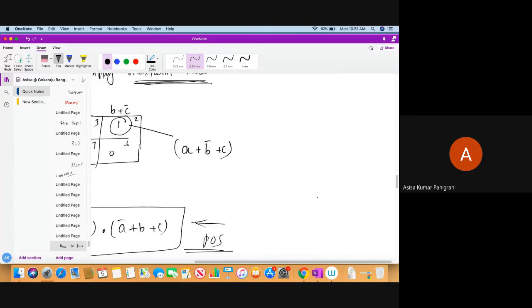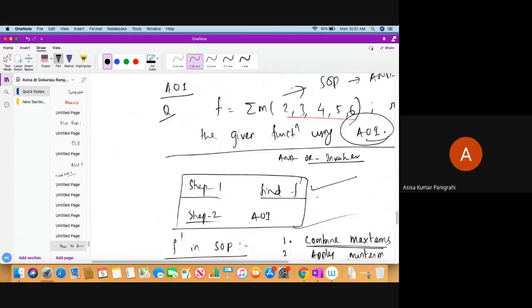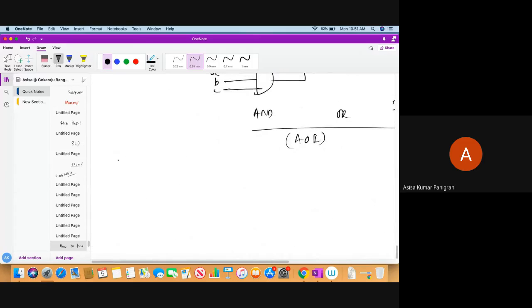Very simple. Let's say I'll do it here so that it will be in a proper way. So let's say my function which is given here is summation of m, let's say, 2, 4. What we got actually is f bar here. F bar we got. So the function is like this. Realize the function using OAI. OAI means OR AND inverter. If the question is like this, what you need to do?